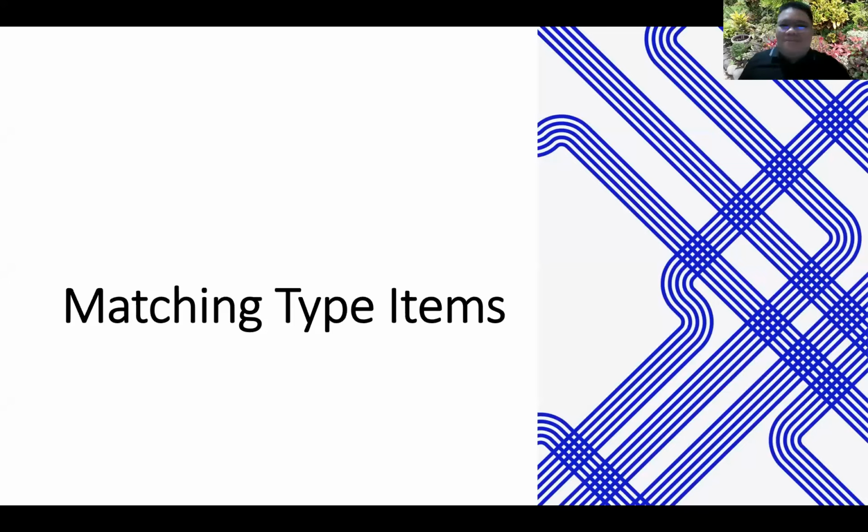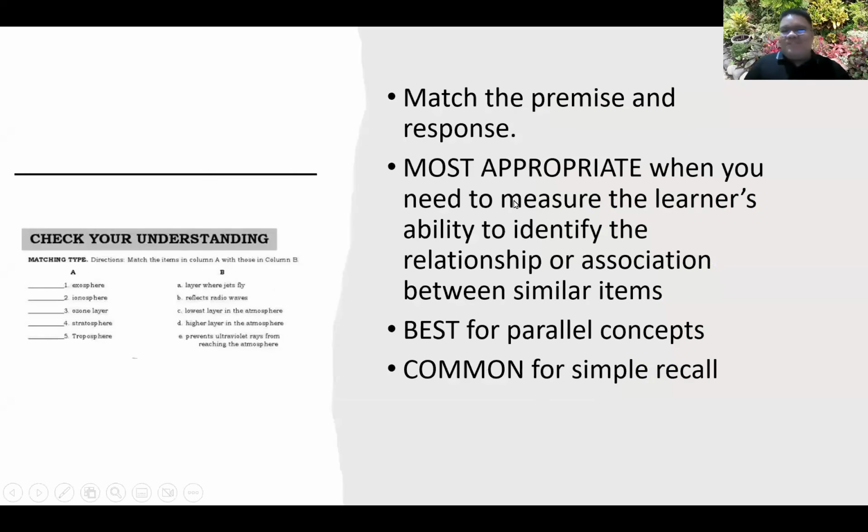Okay, class, I'll be talking about how to create matching type items. So matching type is about matching the premise and the response. When we talk about the premise, usually the premise is the one that is found on the first column, and then the response is the one that is found on the second column.